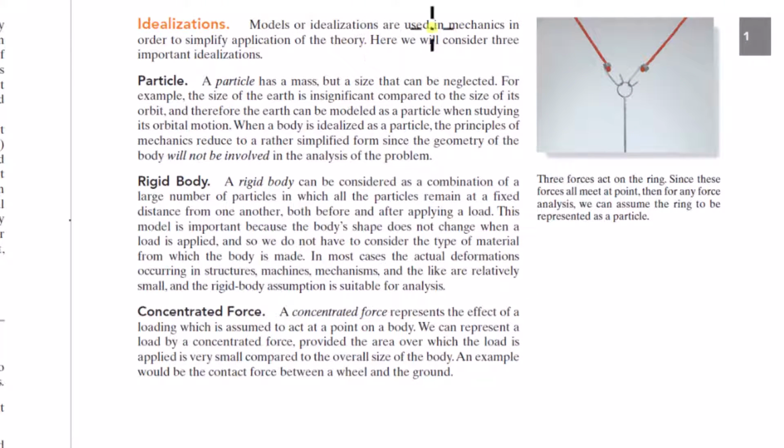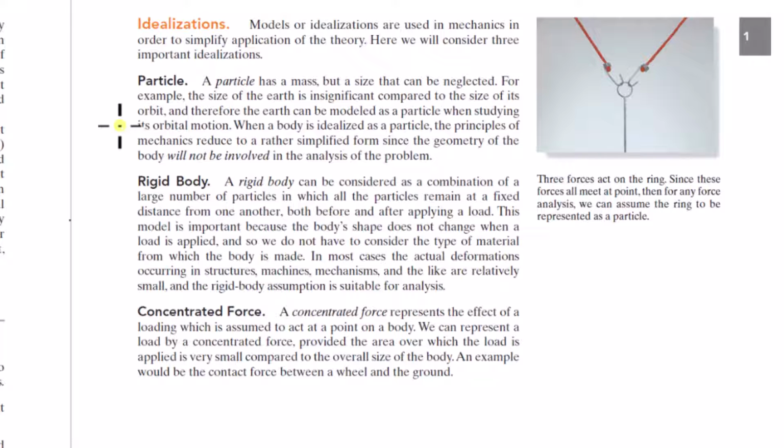Models or idealizations are used in mechanics in order to simplify application of the theory. Here we will consider three important idealizations. Simplifying assumptions are very important in engineering. A quality engineer knows how and when to make simplifying assumptions.